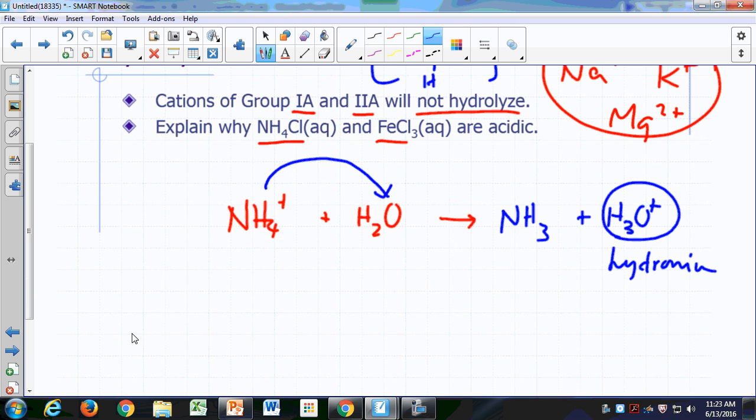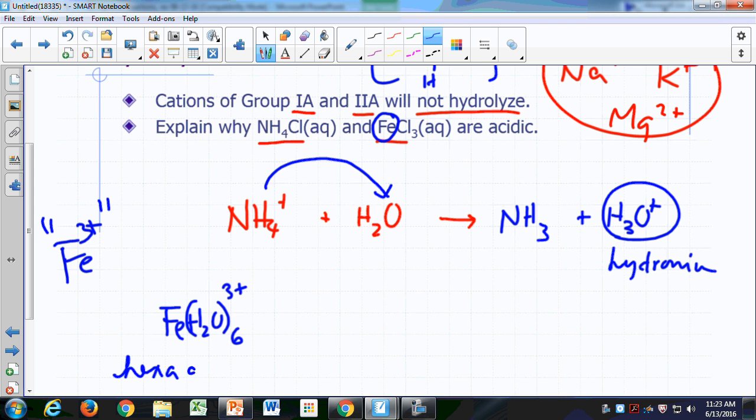Now, what about iron chloride? Most transition metals in water are actually bonded to several water molecules. For example, iron is surrounded by 6 water molecules. It actually has a covalent bond with 6 water molecules. So when we say iron with a +3 charge, it's actually a shortcut for this more complete formula. This is called the hexaaquo iron(III) ion.